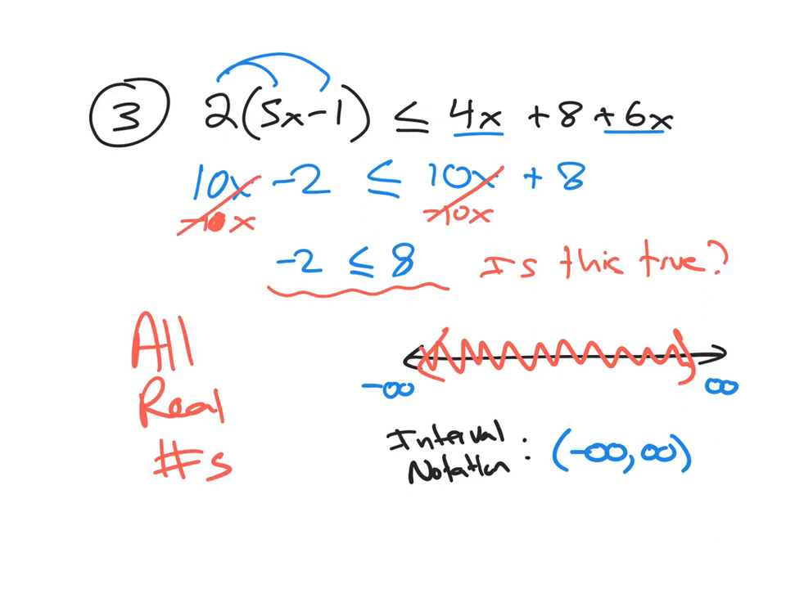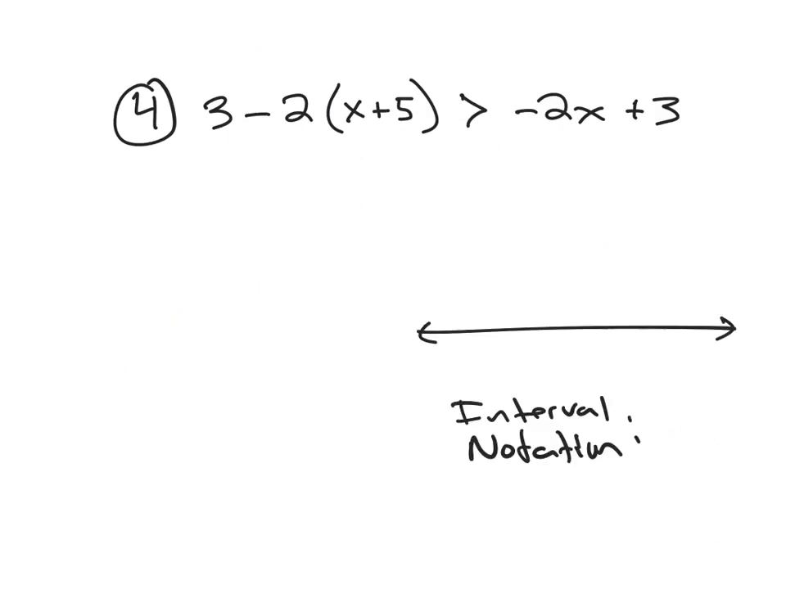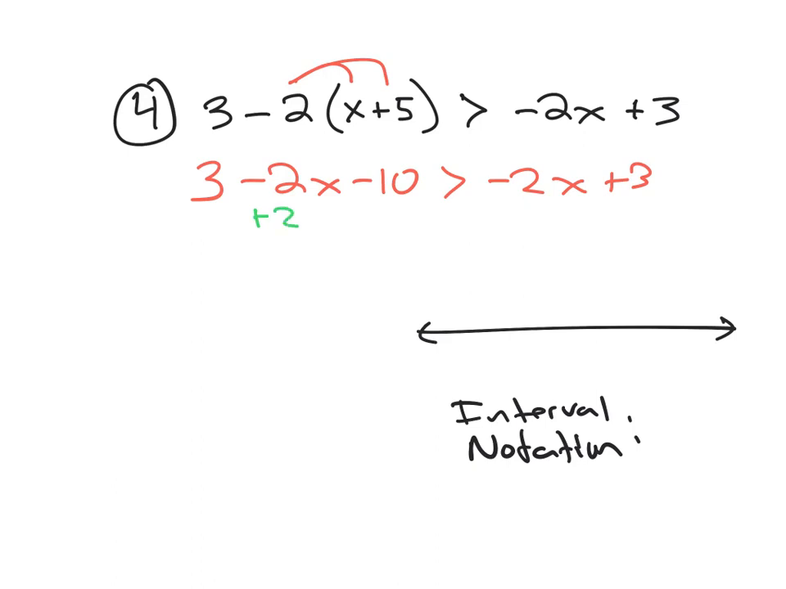Okay, one more problem. All right, in this last one, we have some more distributing to do. So I'm going to be distributing negative 2 this time because it's 3 minus 2 times x plus 5. When I distribute that, I get 3 minus 2x minus 10 is greater than negative 2x plus 3. Then I'm going to add 2x to both sides. And I get 3 minus 10, which I should probably just subtract and get negative 7. Negative 7 is greater than 3.